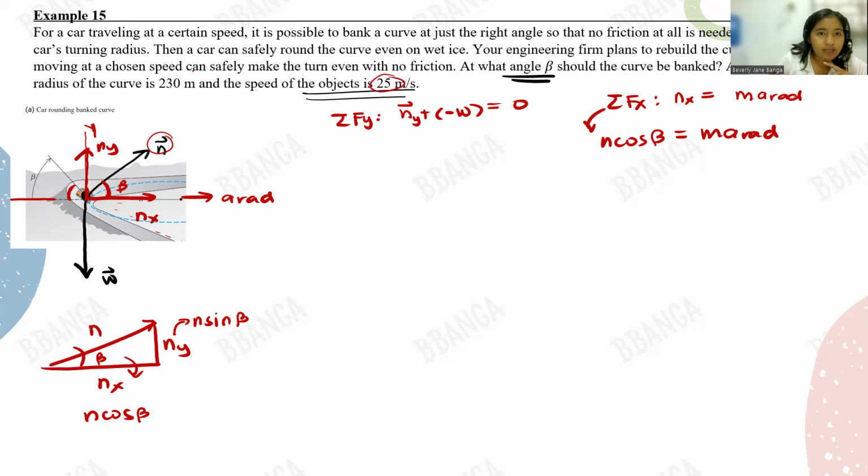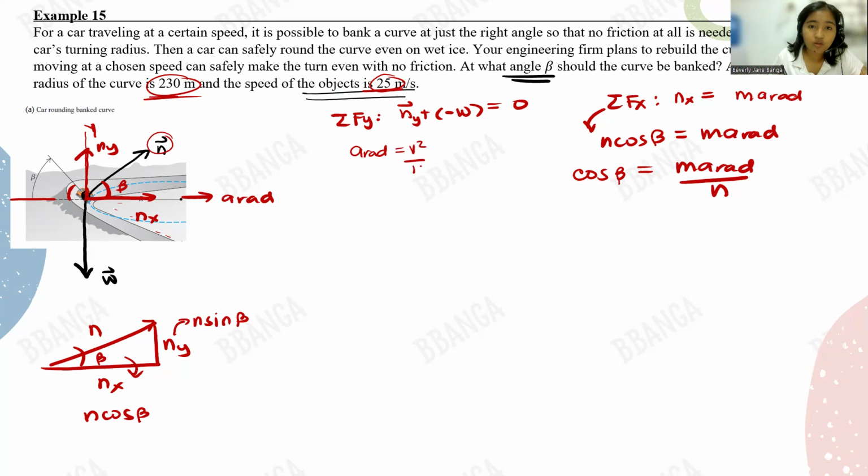May binigay na speed sa atin, may binigay na radius. So, ibig sabihin, yung cosine beta ko is equal to m a-rad over N. Alam ba natin yung mass? Hindi. Alam ba natin yung a-rad? Hindi. Alam ba natin yung normal? Hindi rin. So, ano alam natin? Okay, so anyway, wala tayong alam dito. But we do know that we can work with a-rad first, no? Yung a-rad natin, since ang given sa'yo ay v, tsaka r, pwede kong gamitin yung v squared over r, di ba? So, a-rad is v squared over r.